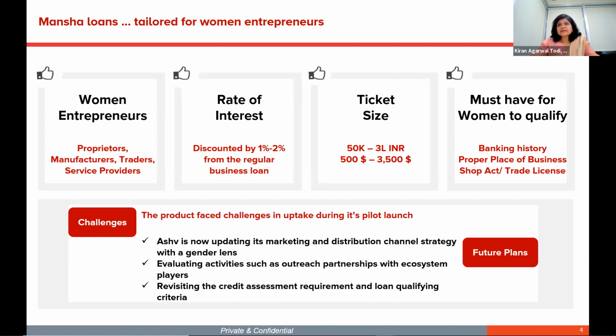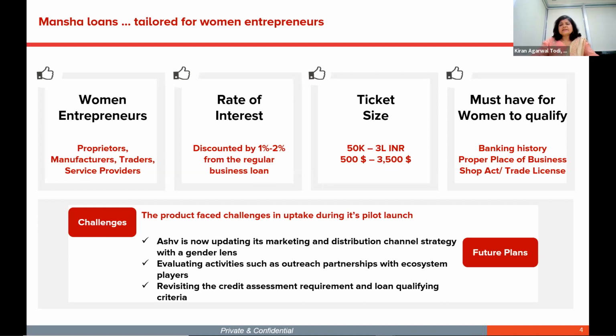What women must have to qualify for these loans from Ashv Finance is 1 to 2 years of banking history. They should have a proper place of business from wherever they are conducting the operations of the entity, the proprietorship, from where they are operating. And they need to have a registered trade license with them. So it is either a trade license in India or a license under the Shop Act.